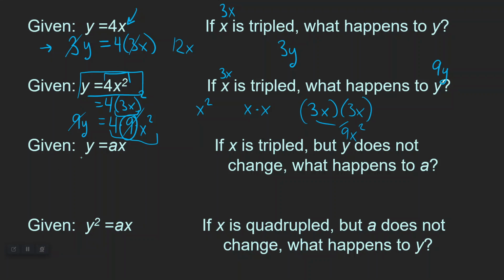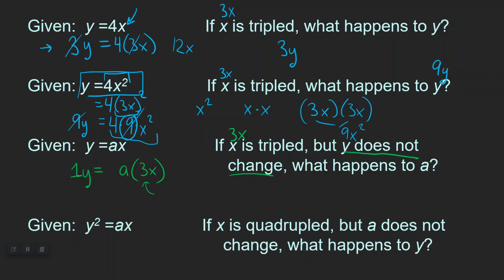All right, now let's look at this third example, because this one changes things up a little bit. Given y equals a times x, we are still tripling the value of x, but in this case, y does not change. It is a constant. So notice in this equation, y on the left side, I'm going to draw a 1 here because we're keeping it the same. We're multiplying it by 1 is equal to a times 3x.